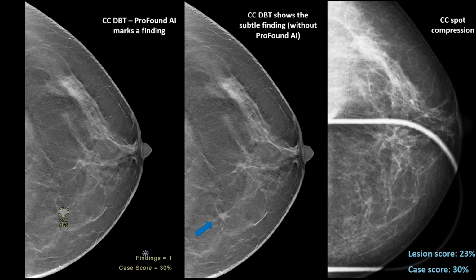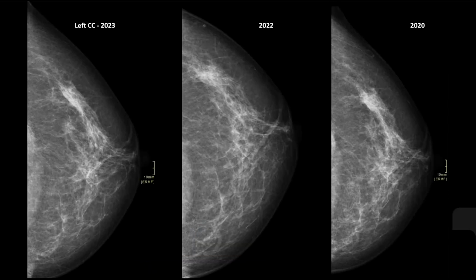So if we go to the next slide, this is what I refer to as my trend view. These are the 2D trend views going back in time from the most recent, the 2023, and then as we go to the right, going back in time. It's showing that there's really nothing, knowing in retrospect where that tiny little asymmetry is.